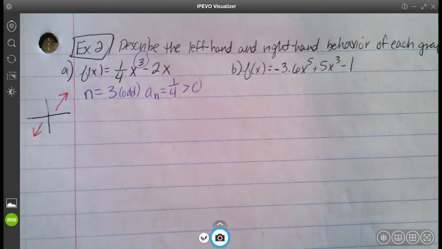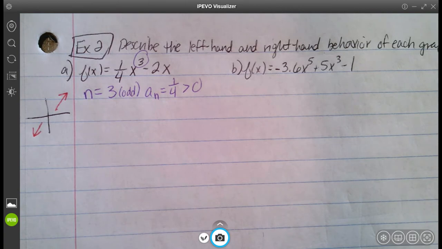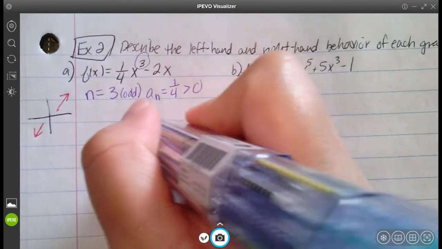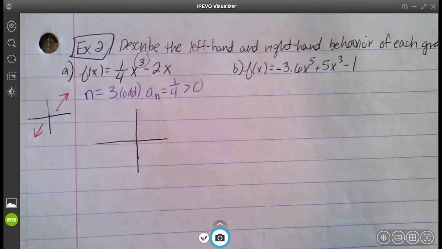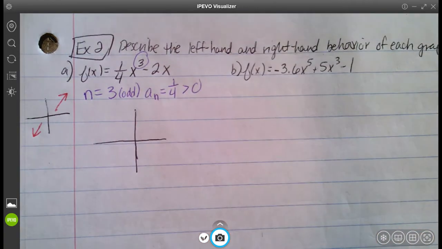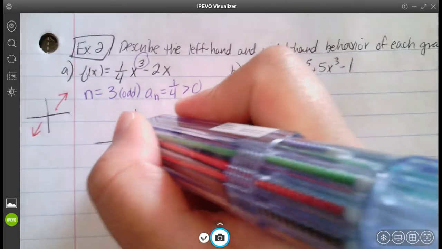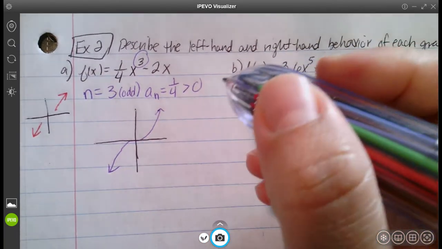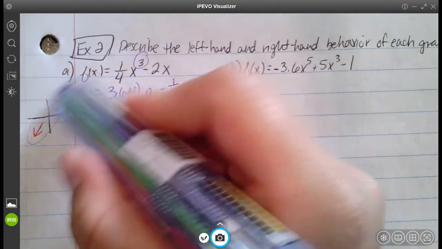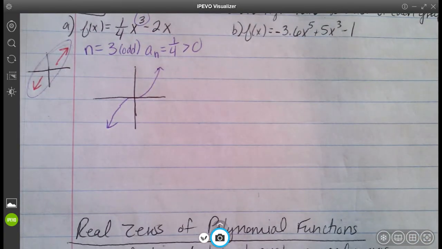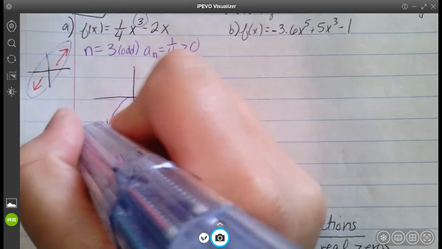Okay, so let me go ahead and just do a quick sketch of this, and then I'm going to describe what's going on here. So again, I don't really know what this graph looks like. I'm just doing a sketch. I know it's some kind of cubic function, so it might look something like that. I don't know what the zeros are or anything, but I do know that it follows this pattern here, okay? So when I'm describing the left and right end behavior, I'm going to do it like so.